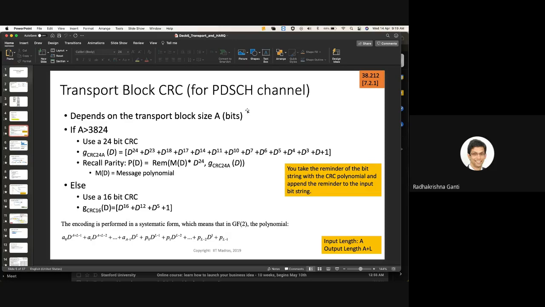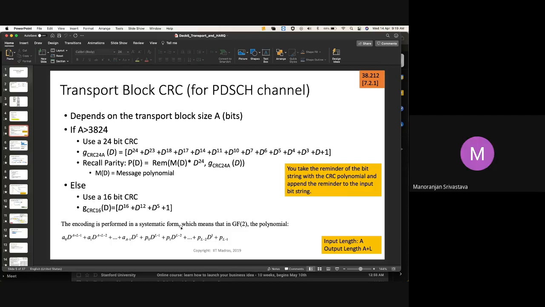What you should remember from this slide is that CRC is added to make sure that you can detect errors, and the CRC size depends on the transport block size, the TB size. If it is greater than 3824, you use a 24-bit CRC, otherwise you use a 16-bit CRC. At the output of this block, if the input transport block size is A, the output would be A plus L, where L is either 24 or 16 depending upon the CRC size. Is that fine?